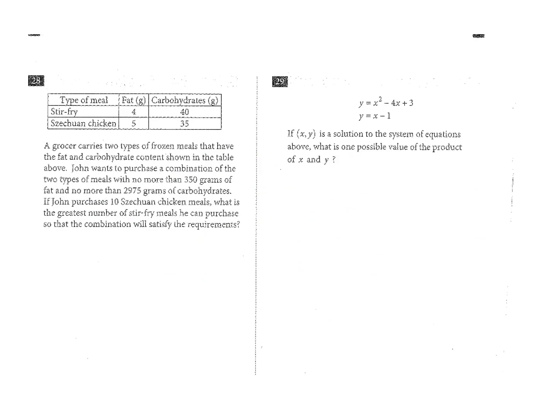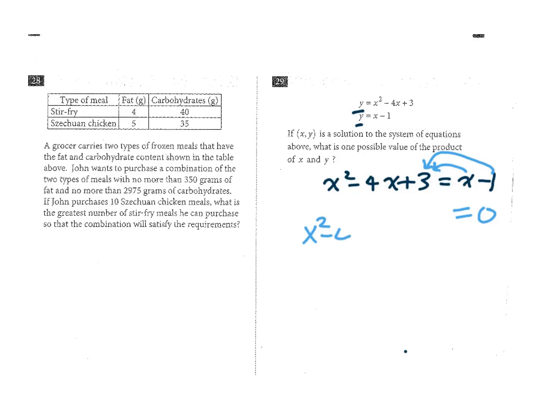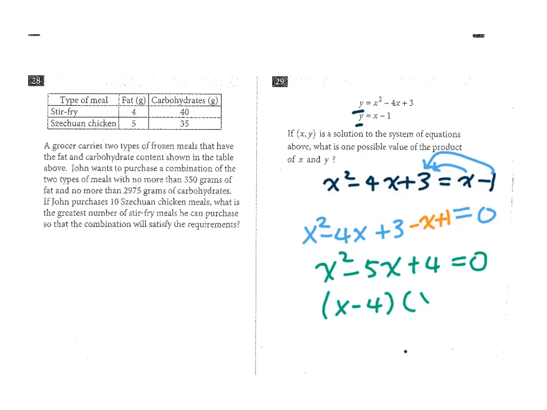Number 29. (x, y) is a solution to the system of equations above. Since we have both y equals, we can use substitution, and get x squared minus 4x plus 3 equals x minus 1. This will be a quadratic equation, so try to get 0. Subtract x from both sides, add 1 to both sides. You get x squared minus 4x plus 3, then minus x plus 1 equal to 0. Combine like terms, you get x squared minus 5x plus 4 equal to 0. So we factor, that's (x minus 4)(x minus 1) equal to 0. And we get x1 equals 4, x2 equals 1.